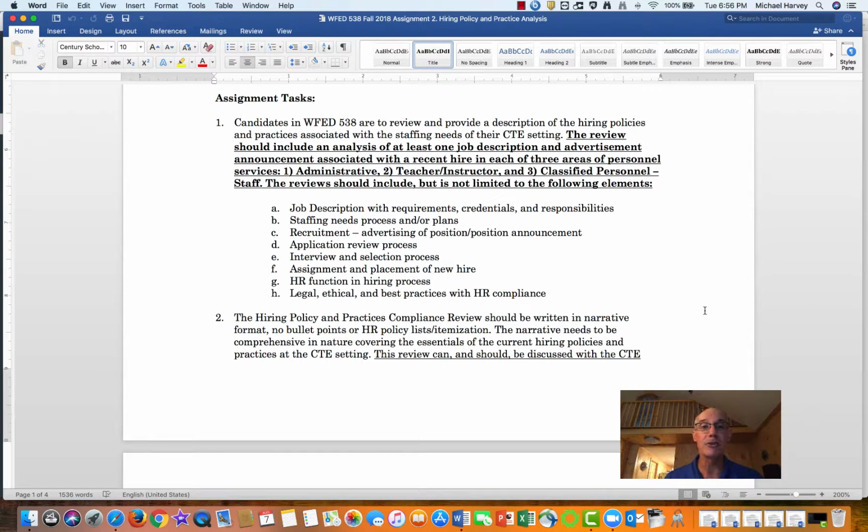the requirements, credentials, and responsibility, the staffing needs, projected and/or plans, recruitment, advertisement of the position and the announcement, application process and the review of the application process, the selection for candidates to interview, the selection for candidates to be offered the position, the assignment and the placement of the new hire, and then the HR function in the hiring process. This includes legal, ethical, and best practices with HRD compliance.